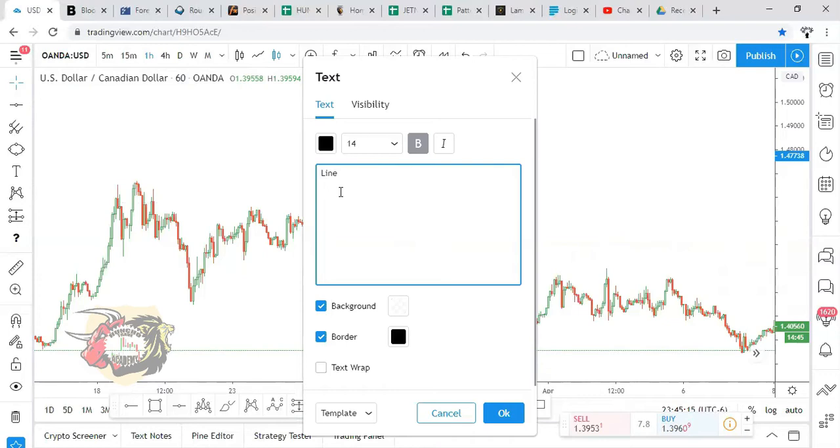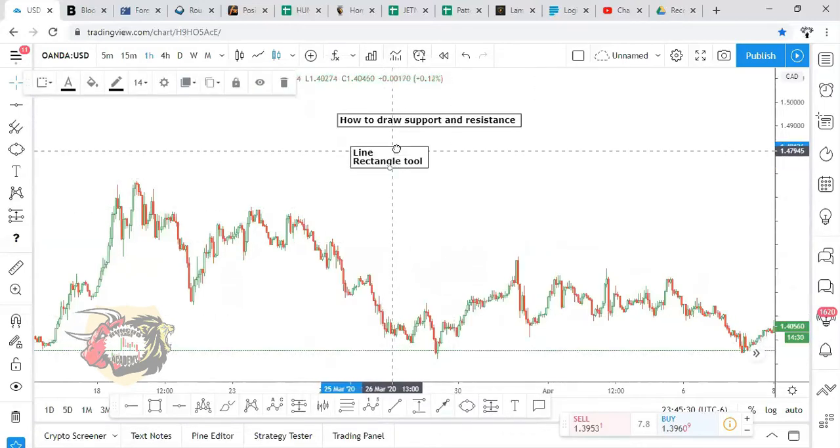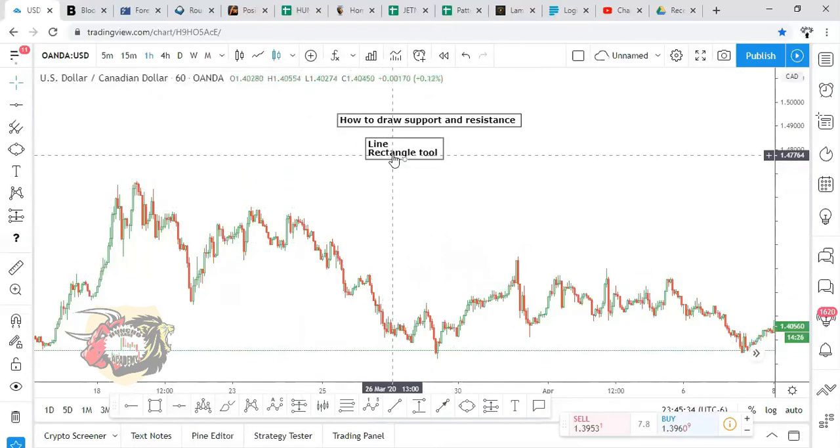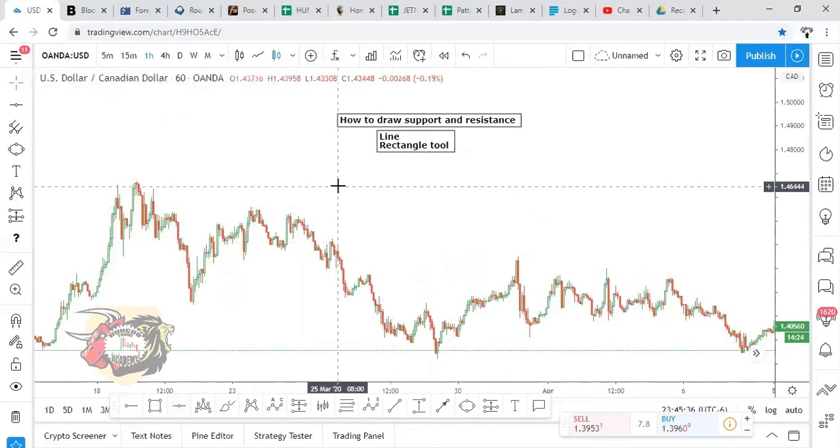So in order to get that zone, you have to use the rectangle tool. So I'm going to include the rectangle tool. It's in your TradingView. You see it there. So I'm going to talk about the line method first, the way you use lines to draw support and resistance. So this is what you do when drawing support and resistance with lines.